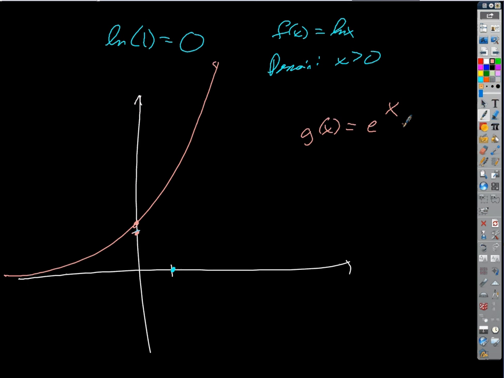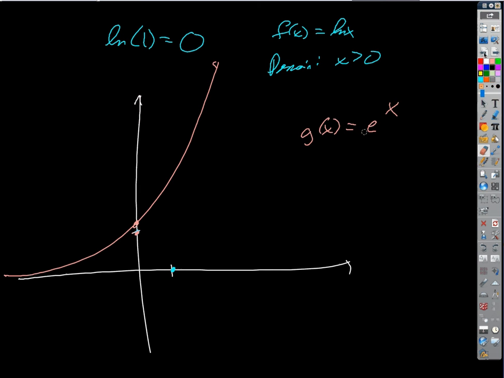If I put an a there, a is just the initial value, the value at 0, right? And this tells us that e to the 0 is equal to 1. And then if I have an a out front, that would multiply the function by a and stretch it up or squish it down, right? But let's just focus on the plain old e to the x.